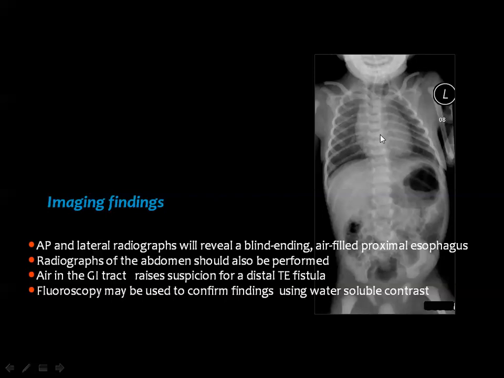Then the most common type is that you have a proximal blind pouch with some communication between the distal pouch and the trachea. The diagnosis of this pathology is very easy whenever you see that the introduced nasogastric tube is coiled and goes back into the esophagus, meaning that there is a blind pouch here. Then look at the abdomen and you see air in the stomach and the intestine, meaning that this air has come to the stomach through the communication between the distal pouch and the trachea.